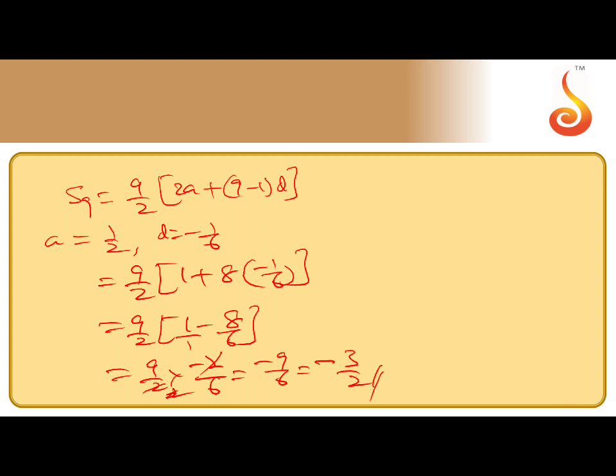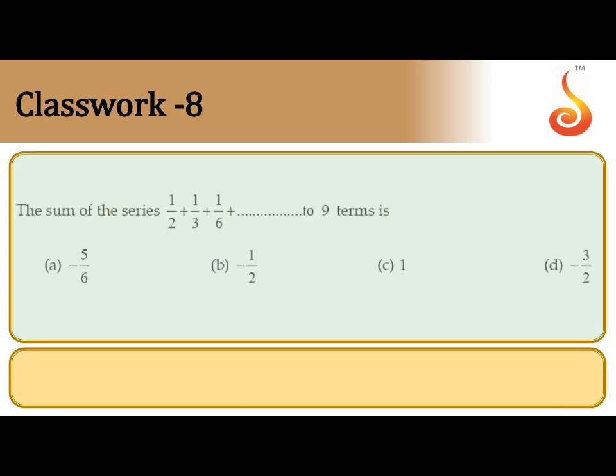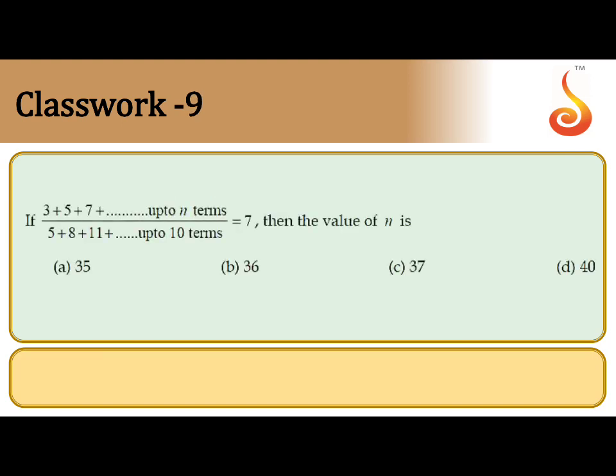I hope you understood this one. Check the answer, whether correct or wrong. So what have we got? Answer minus 3 by 2. Option D is correct. Let us take the next question.